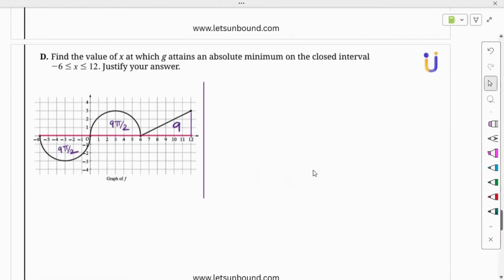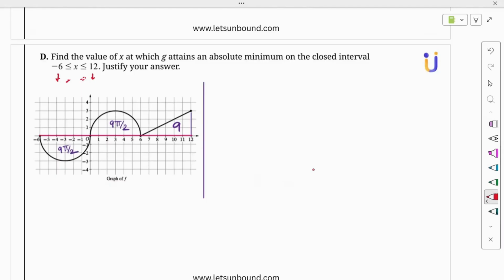Find the value of x at which g attains an absolute minimum. The g function attains an absolute minimum at which values of x on this closed interval? Justify your answer. Absolute minimum means you have to check the endpoints, and also any relative minimum in between.